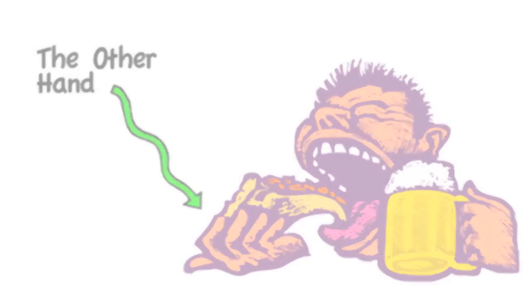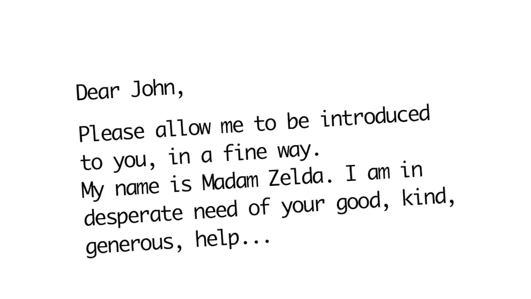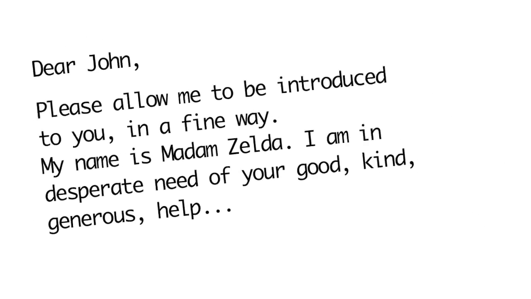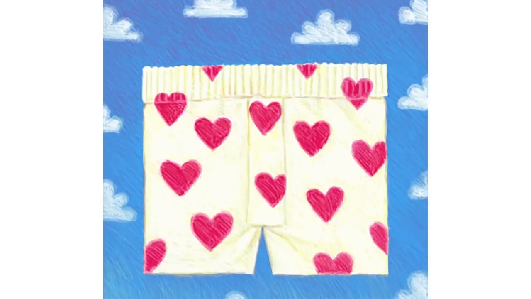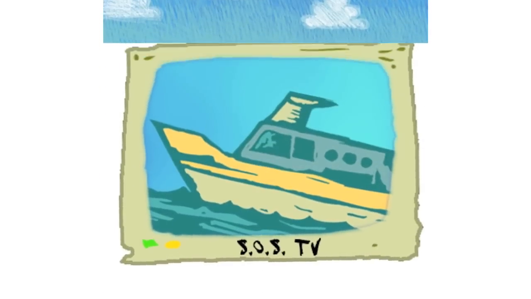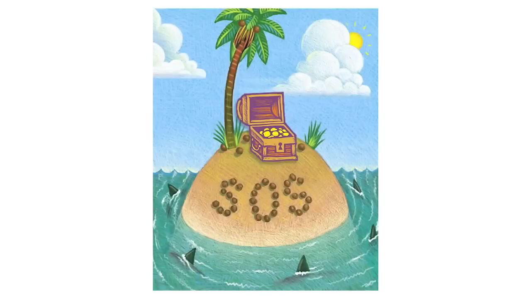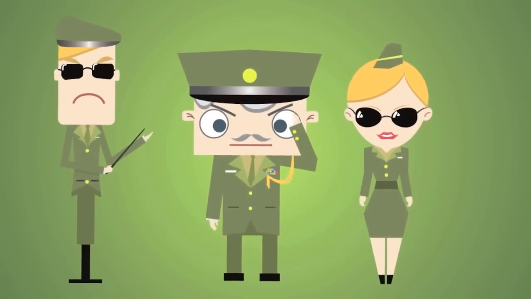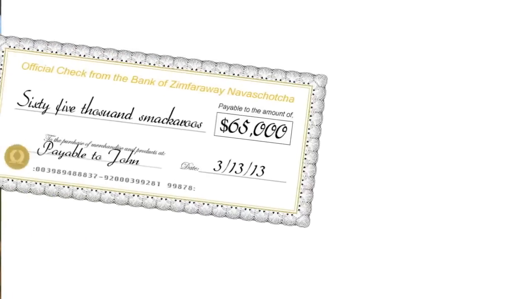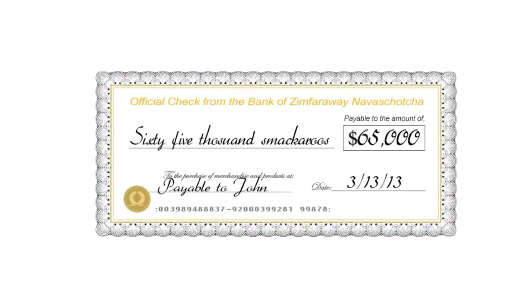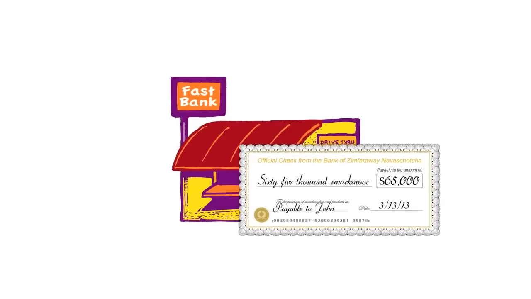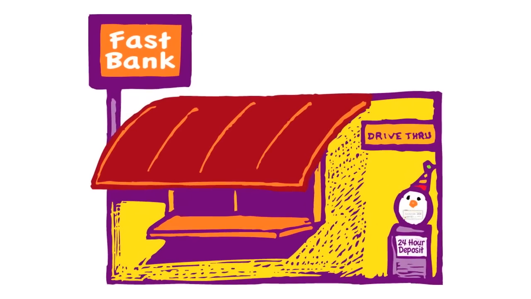Okay, now here's a good one. On the other hand, that email could be a simple heart-tugging plea from Madam Zelda, who just lost her husband and now desperately needs your assistance. Don't worry, I'm not going to hurt you. That is, your kindly assistance to move her dearly departed's fortune out of her country before the junta moves in and takes it all. The only thing she needs you to do is to receive her check for 65,000 smackaroos and deposit it in your bank, and that's all.